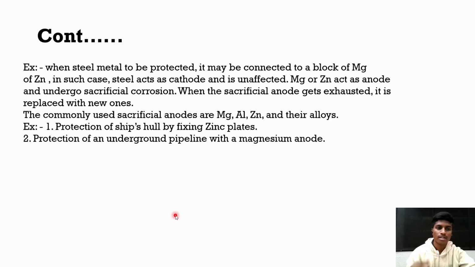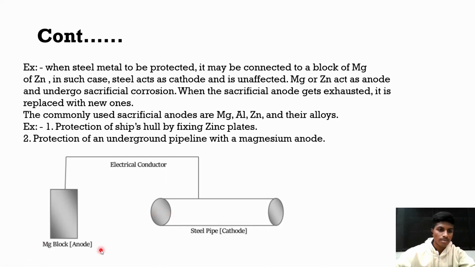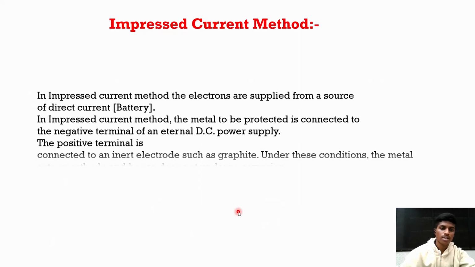For example, when a steel structure is to be protected, it may be connected to a block of magnesium or zinc. In such cases, steel acts as the cathode and is unaffected, while magnesium or zinc acts as the anode and undergoes sacrificial corrosion. Now you can see the picture where the sacrificial anode method takes place. There is an electrical conductor. This is the anode, a magnesium block, and this is a steel pipe, which is the cathode. They are connected, and the corrosion is transferred to the anode.